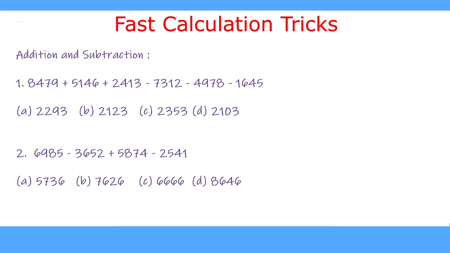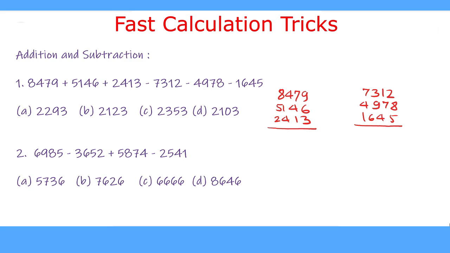So our question is, our first number is 8479, then 5146, then 2413. These are the numbers involving addition, and the other numbers are 7312, 4978 and 1645. So we add the numbers.